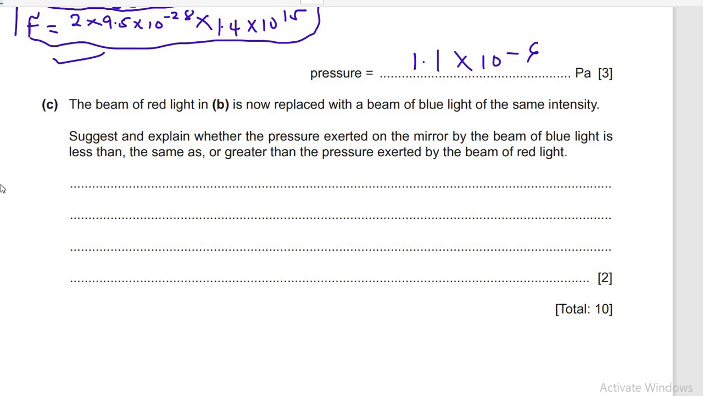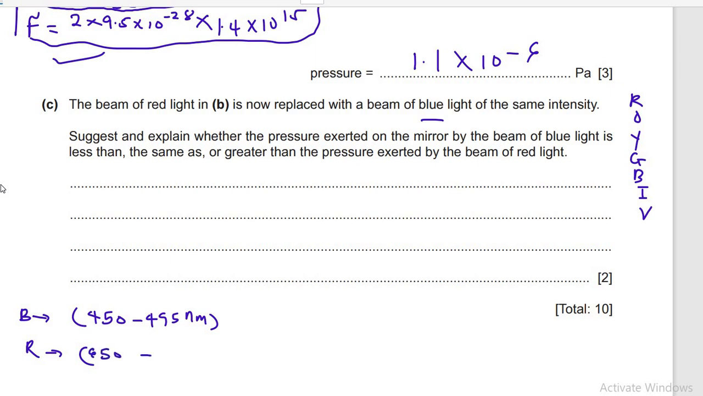C question. The beam of red light in B is now replaced with blue light. And blue light wavelength is between 450 and 495 nanometer. Remember, I said red light is between 620 to 750 nanometer. So the wavelength of blue light is smaller.